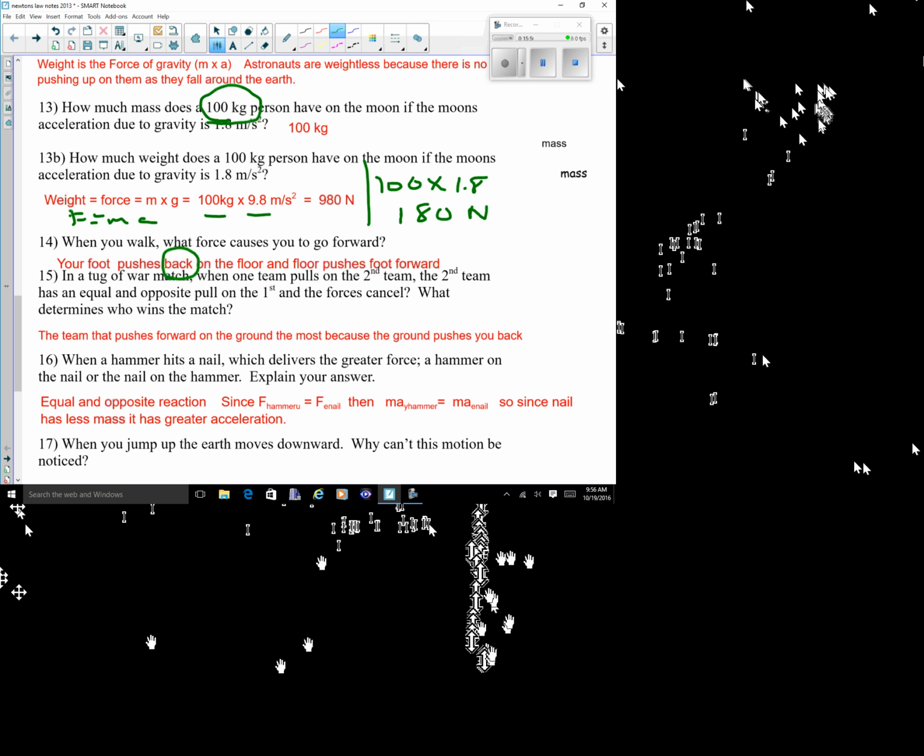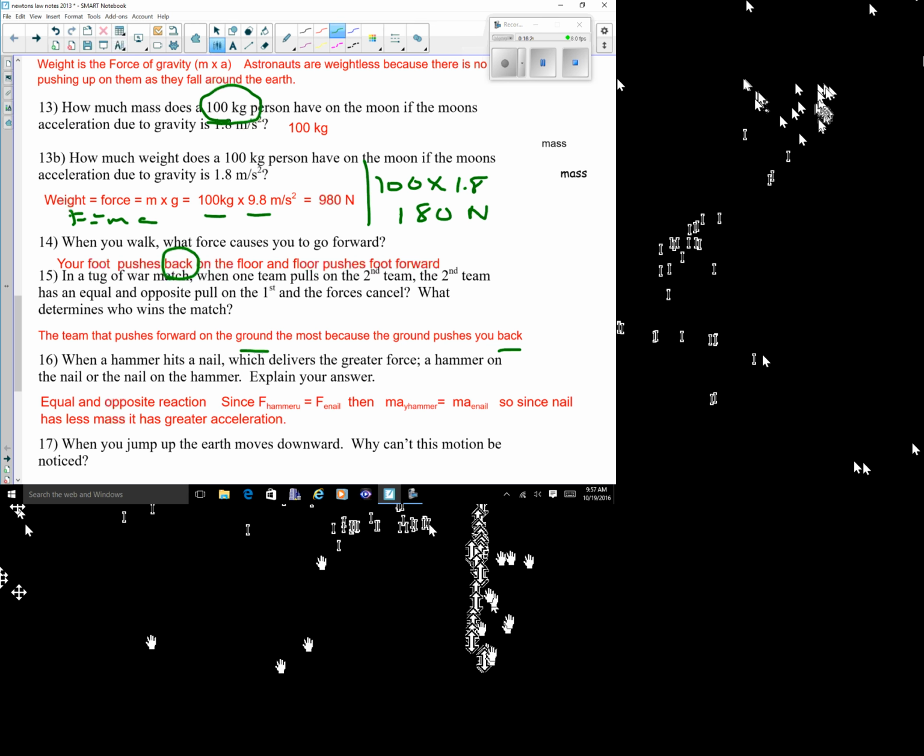Well, it's not who pulls on the rope the hardest, it's who pushes on the ground the hardest. Because if I want to win a tug-of-war match, I push forward on the ground, and the ground pushes me back. Well, if I push harder forward on the ground than the other team does, then I'm going to be pushed by the earth backward more than the other team is, and so therefore I will push them in the big mud pit.